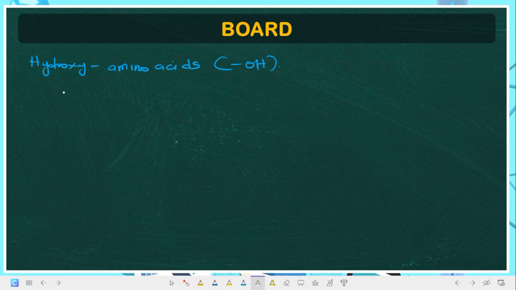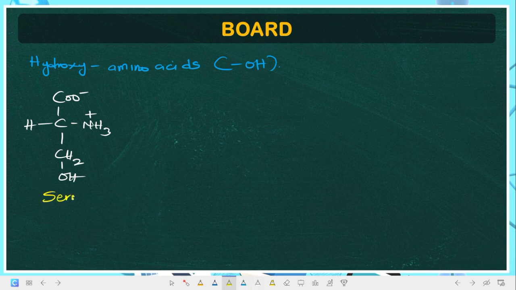So if we take out alanine, what is the structure of alanine again? Alanine is COO negative. Then we have C, and then we have what? NH3 positive, and here is what? Hydrogen, and then we have what? CH2. Are you getting it? CH2 and what? OH. Now this amino acid is called serine.